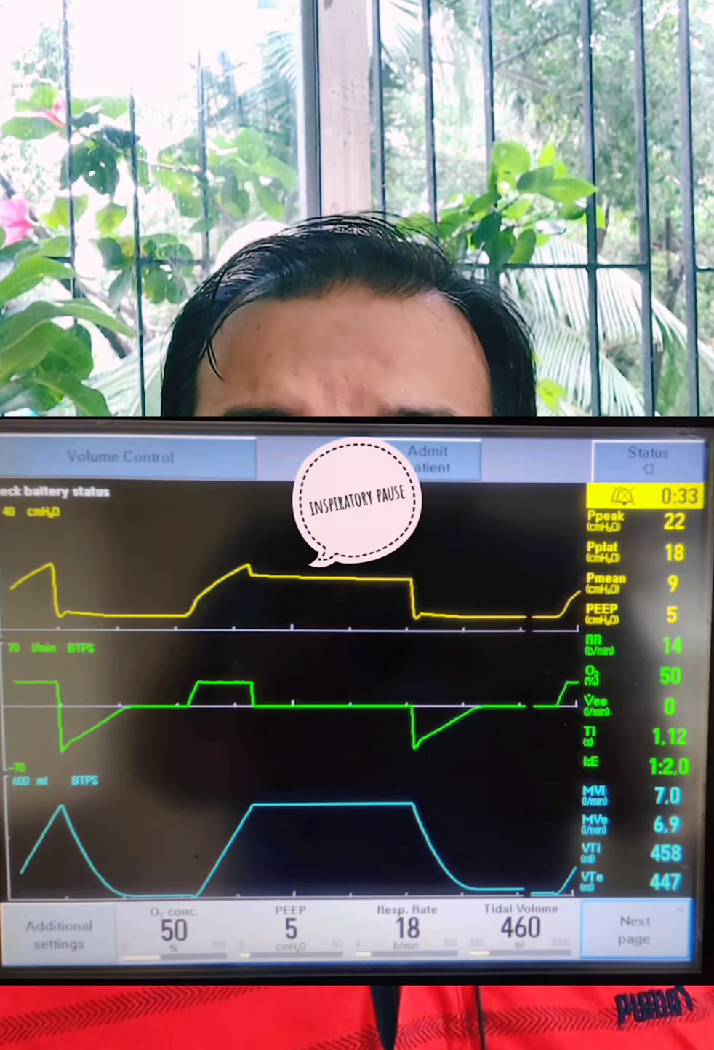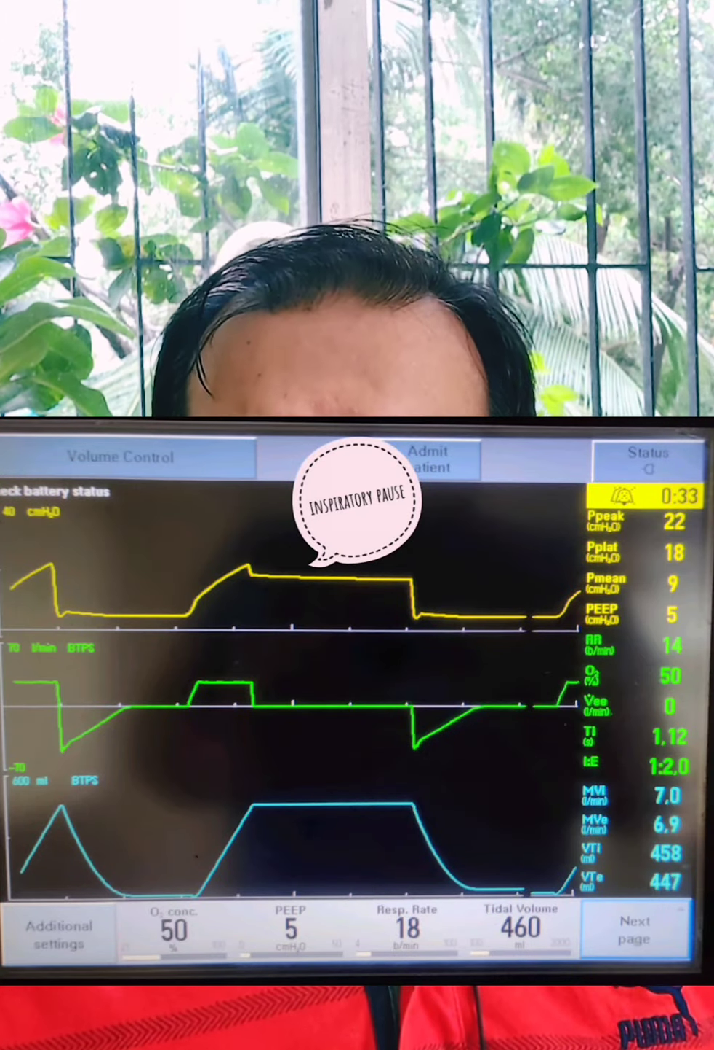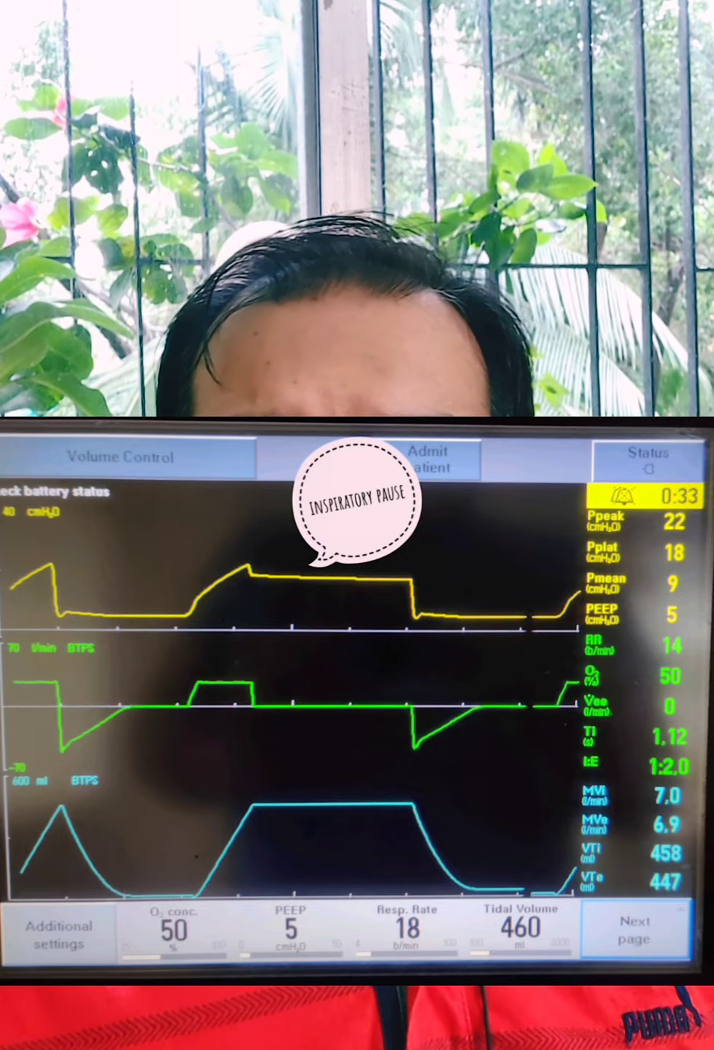The ventilator will show you the peak airway pressure. At this point, if you give a pause to inspiration, there is a separate button on the ventilator which reads inspiratory pause or inspiratory hold. So if you press this button at the end of inspiration, the ventilator will pause, and you have to make sure that the patient is paralyzed while doing this maneuver. Otherwise the patient will try to cough or will become uncomfortable.